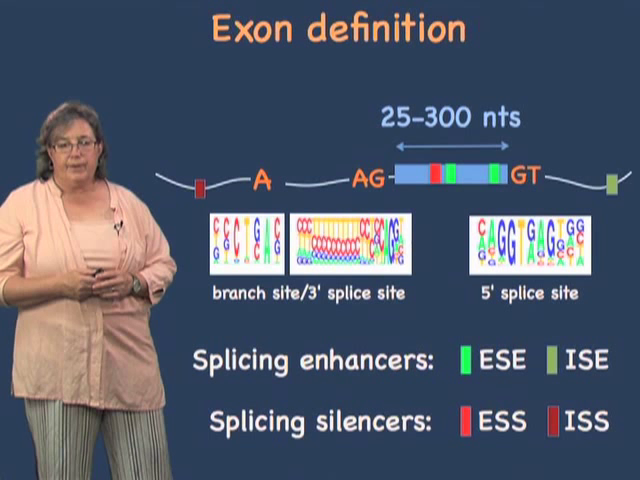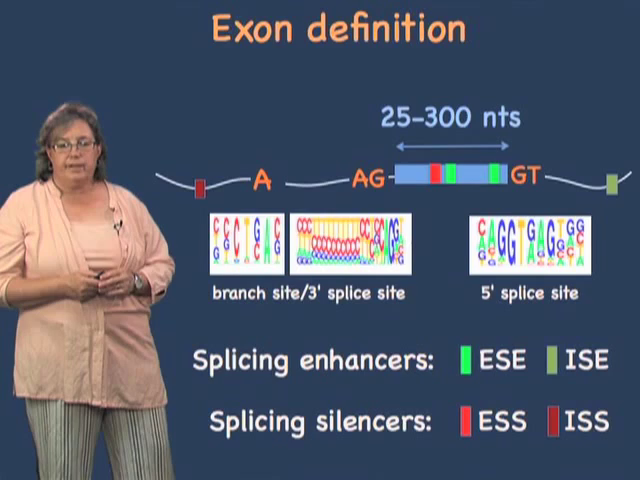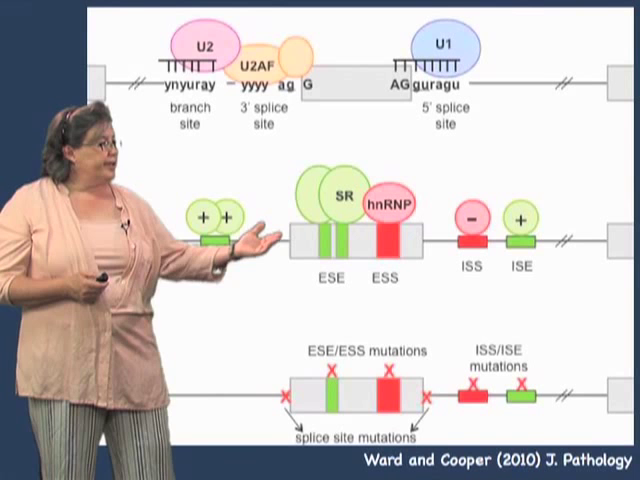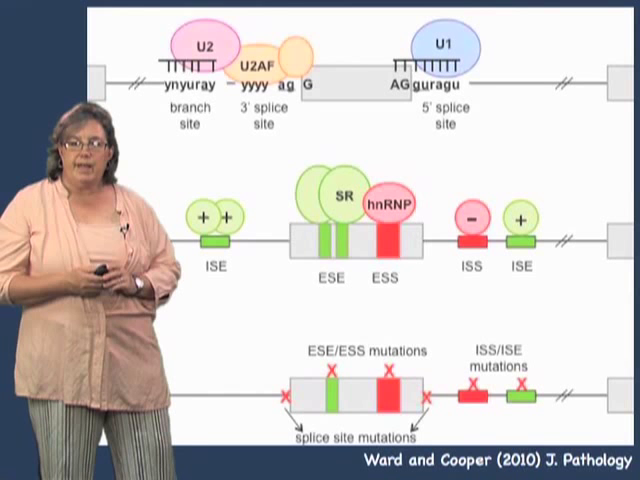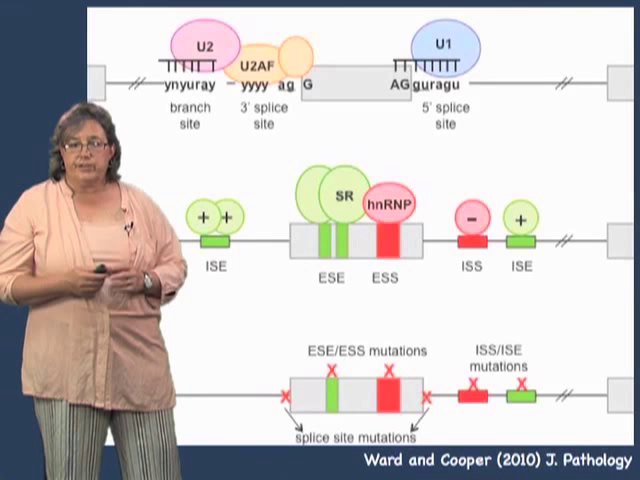Now, these sequences tend to be clustered around exons, and they are recognized by two different kinds of proteins in general. These proteins are called the SR and the hnRNP proteins. SR proteins are RNA binding proteins that have a C-terminal domain that is rich in arginine-serine dipeptides. And hnRNP proteins are another set of RNA binding proteins. They do not have this RS region.